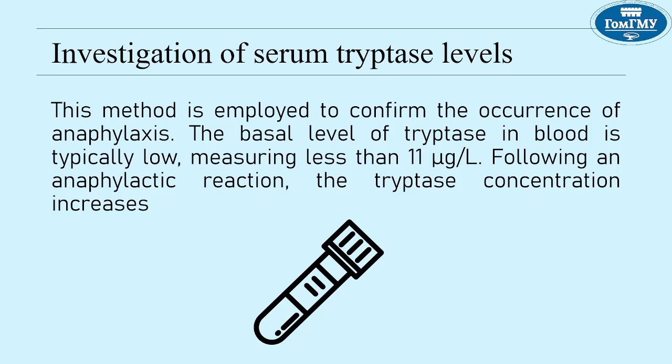Investigation of serum tryptase levels. This method is employed to confirm the occurrence of anaphylaxis. The basal level of tryptase in blood is typically low, measuring less than 11 micrograms per liter. Following an anaphylactic reaction, the tryptase concentration increases.